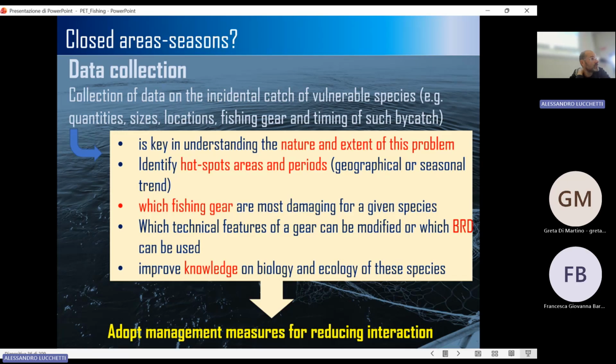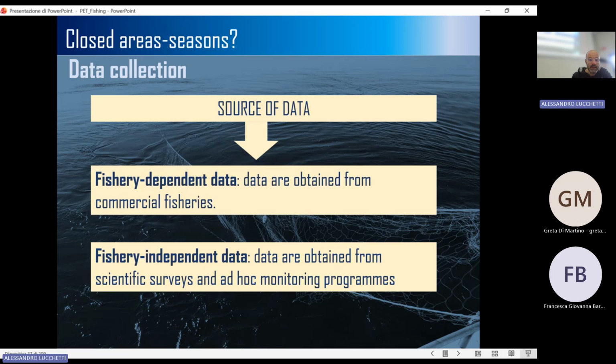The knowledge also deals with the knowledge of bycatch reducing devices, which type of gear modification I can try to reduce the bycatch. And also the biology, the distribution of the species. All this knowledge is essential to define management measures that could be closed areas or season for certain species, and also, let's say, gear modification. Therefore, the knowledge is essential.